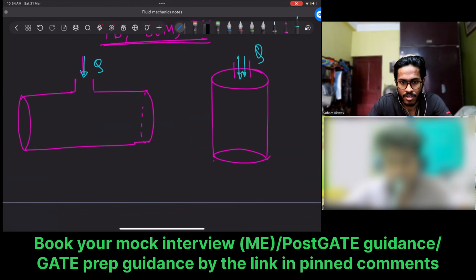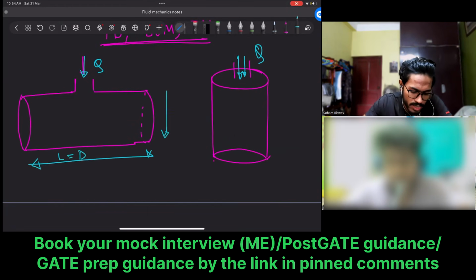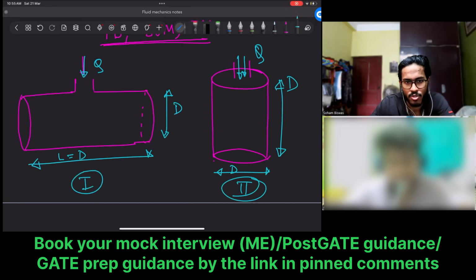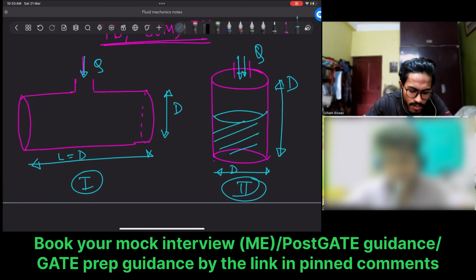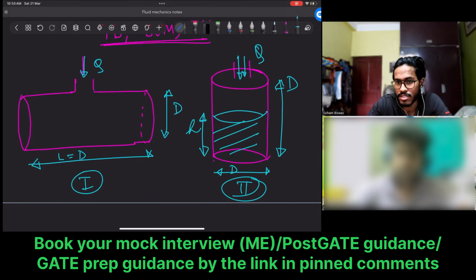So this length is L, that is equal to the diameter. And this is also D. This is also D. I call this my case 1 and this my case 2. For case 2, firstly, you have to draw this height. If I take this as the height of the water level, you have to draw the H versus time curve for this case 2.